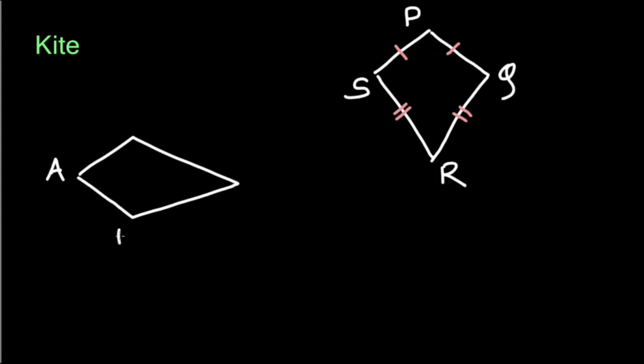Quadrilateral ABCD is a kite because side AB is adjacent to side AD and AB is equal to AD. Side BC is adjacent to side DC and side BC equals side DC. So we find that in these two quadrilaterals, exactly two pairs of adjacent sides are equal, whereas the remaining pairs of adjacent sides are not equal.